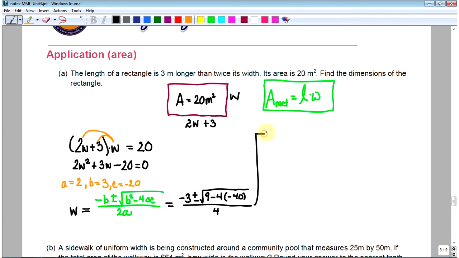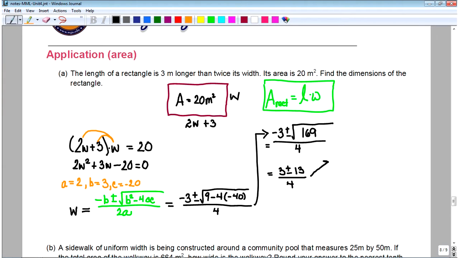So now we just need to simplify our radical, or the radicand. Negative 3 plus or minus the square root. And I'm just entering this in my calculator to keep from making an arithmetic mistake. 9 minus 4 times negative 40 gives me 169, all divided by 4. Okay, 169 is a perfect square. It's equal to 13. So we end up with negative 3 plus or minus 13, all divided by 4.